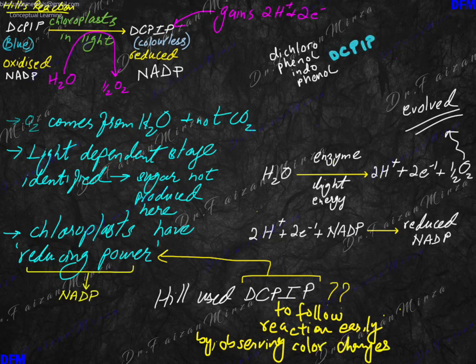DCPIP stands for dichlorophenol indophenol, so DCPIP. And this is blue in color when it's in the oxidized state. It turns colorless when it gains hydrogen and electrons.